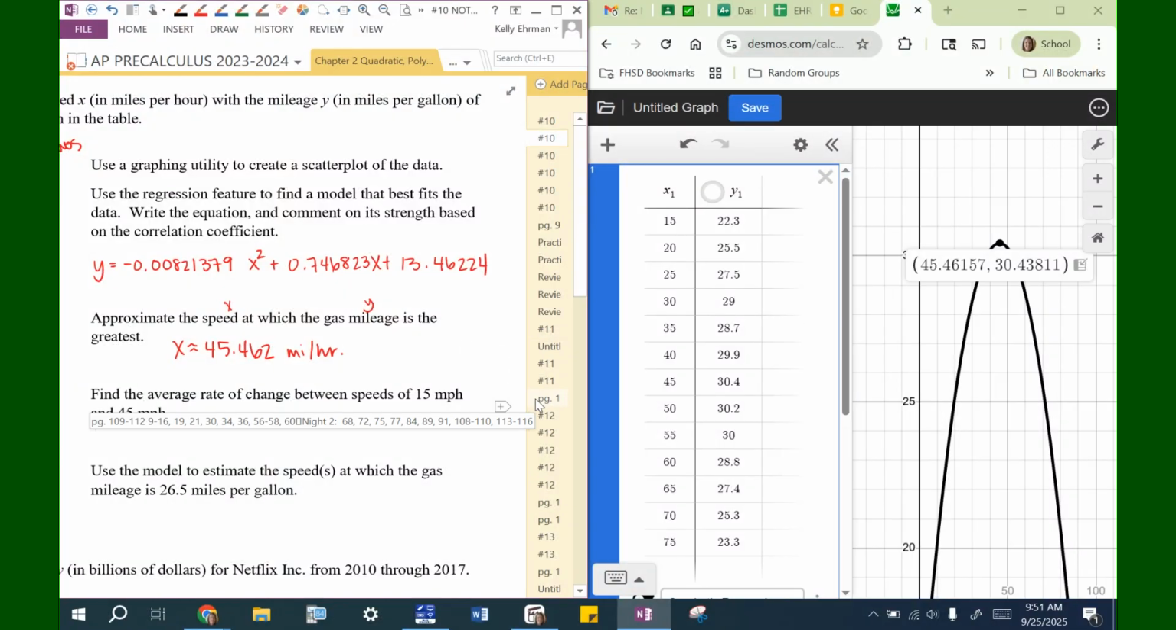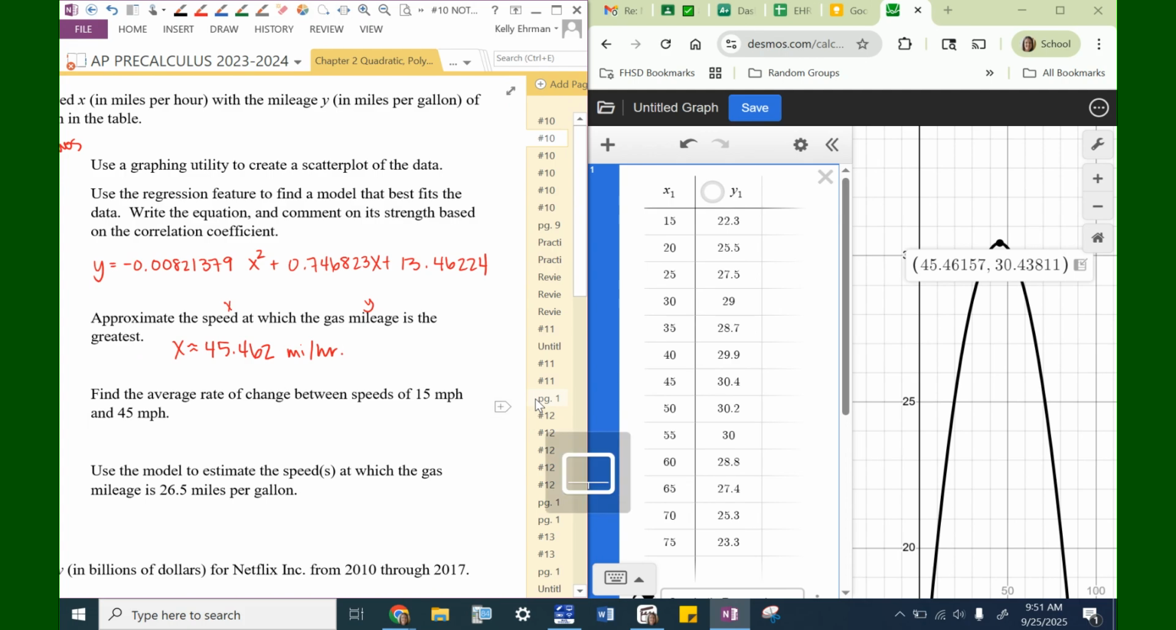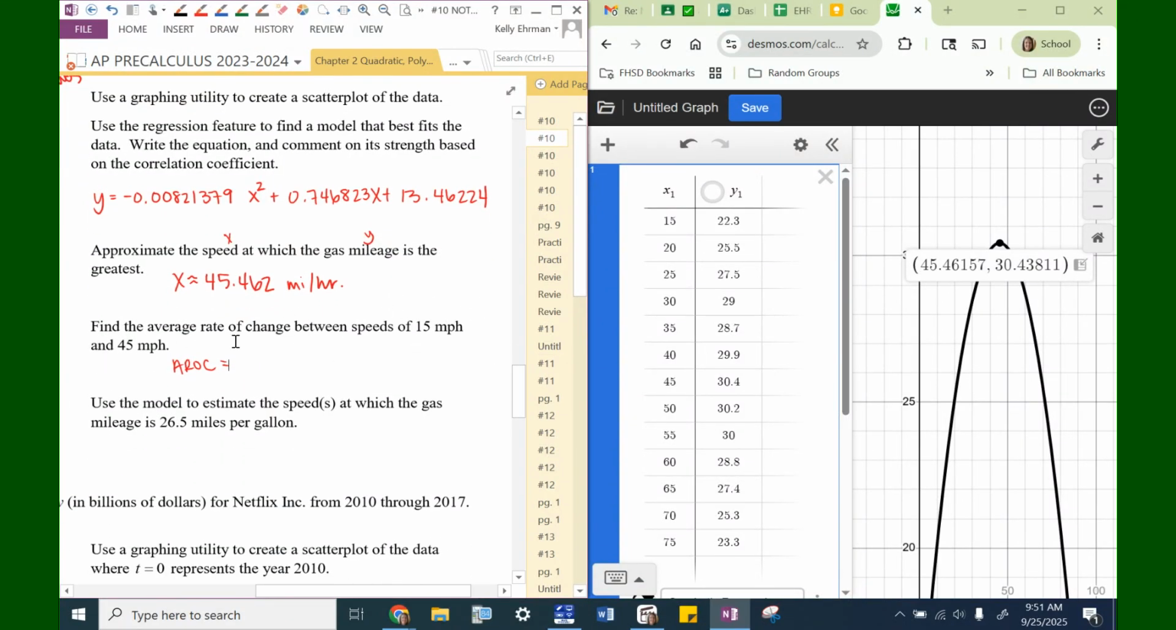Find the average rate of change between speeds of 15 miles per hour and 45 miles per hour. So average rate of change is a big thing in this class. They will ask us to do it all the time. So you need to start, if you haven't memorized this yet, it just means find the slope between those two points. So the point when x is 15 and the point when x is 45. So this would be like y of 15 minus y of 45. You can subtract in the other order if you want. But now that I've done that, I've got to do over 15 minus 45.